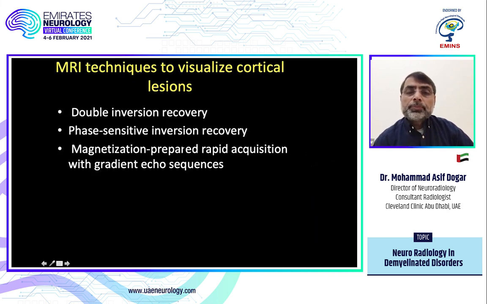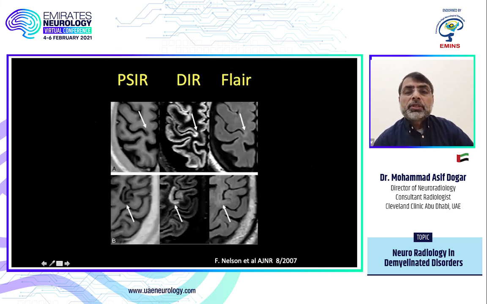Just the last thing here. As you know, the McDonald criteria has included cortical lesions. So these are the sequences which can show you the cortical lesions better. Like here, on the phase sensitive inversion recovery, you see this small lesion. On the double inversion recovery, you can see this lesion here. On the routine FLAIR, you don't see that much. Similarly, this lesion, almost invisible. And here you can see it is obvious. And on this sequence, you can see this is also obvious.